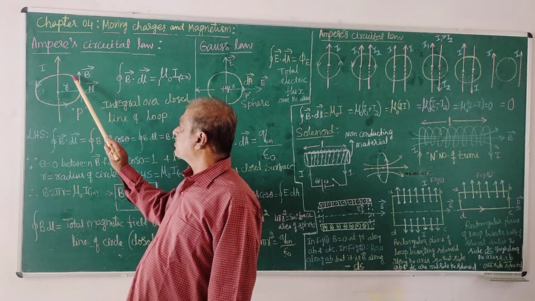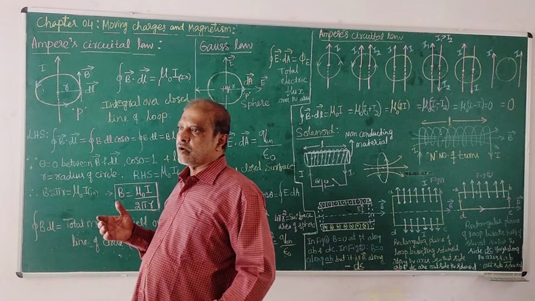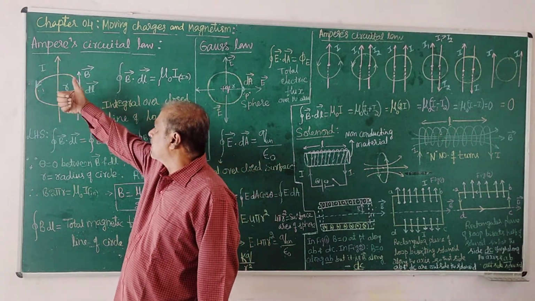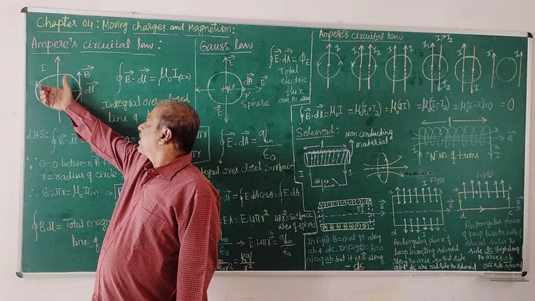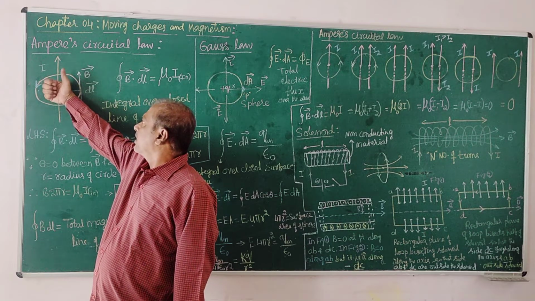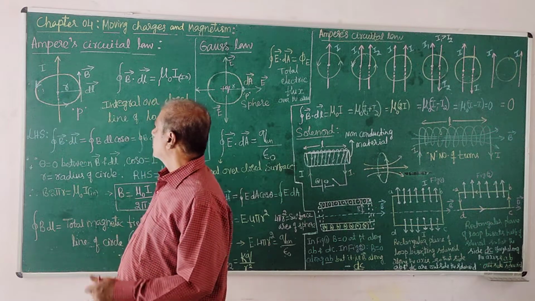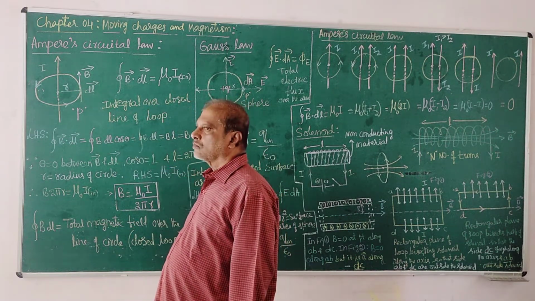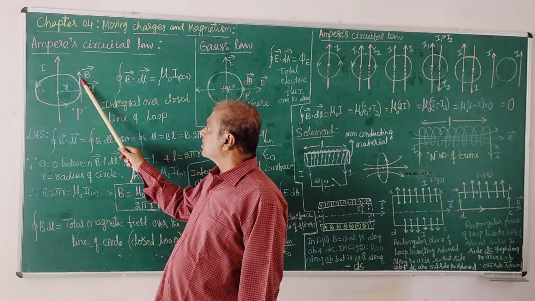The direction of magnetic field is in accordance with the right hand palm rule, that is, holding the conductor, the thumb indicates the direction of the current and the movement of the curling fingers indicates the direction of magnetic field. So that is why the length is also in the same direction. The dl direction is a straight line like this.